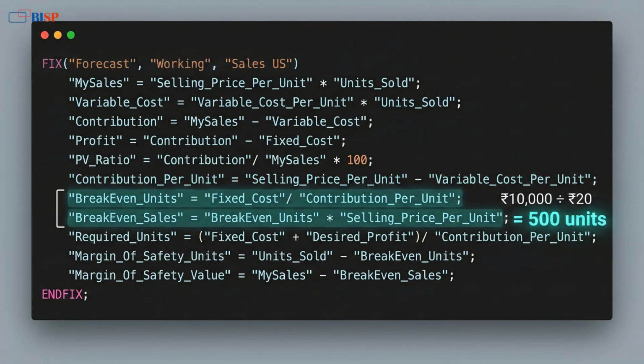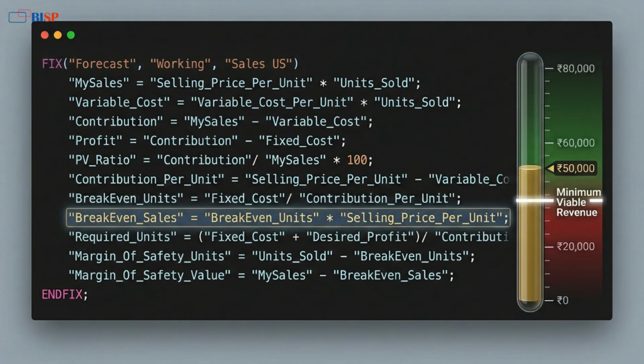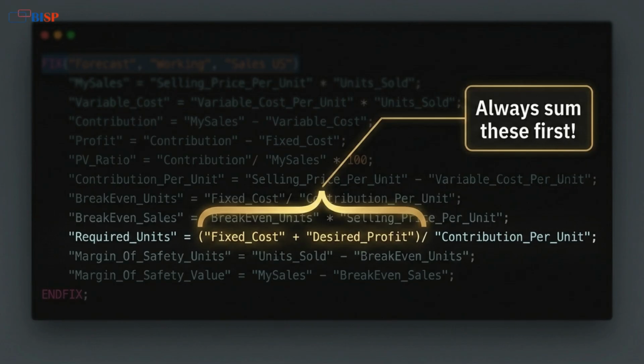Line 7 and 8, break even. Break even units, fixed cost divided by contribution per unit. $10,000 divided by 20 rupees. 500 units. Break even sales, those 500 units multiplied by selling price. 500 times $100, $50,000. That's the revenue you need just to break even.